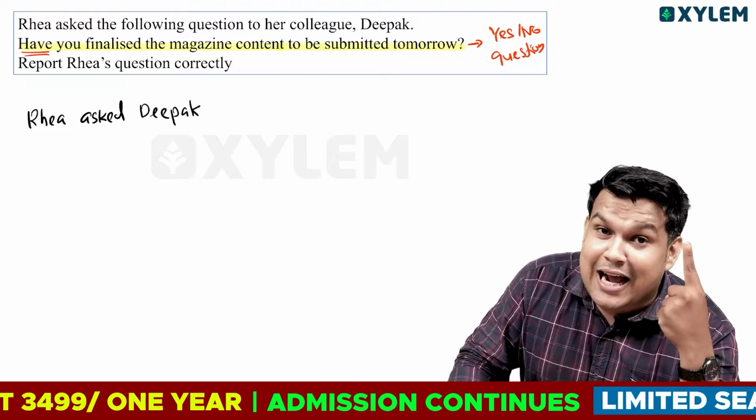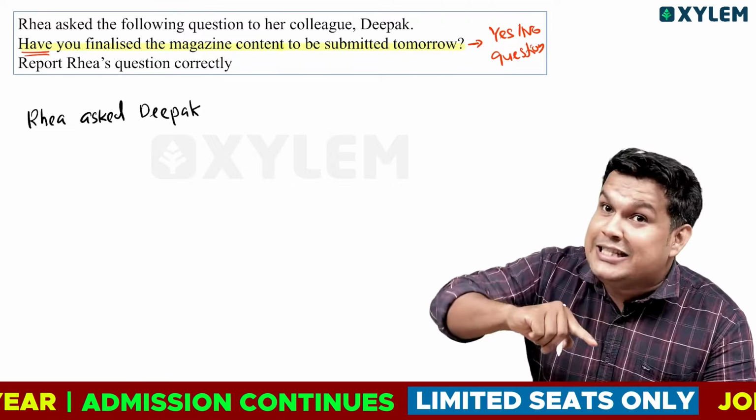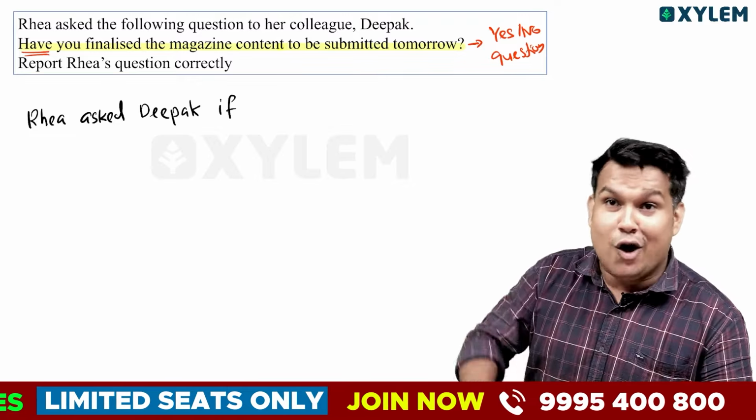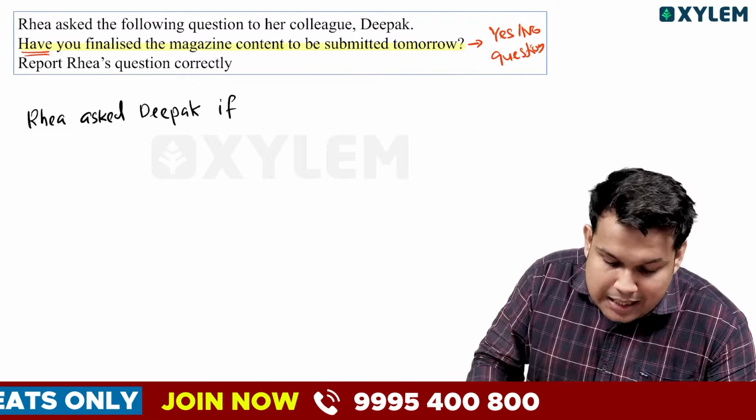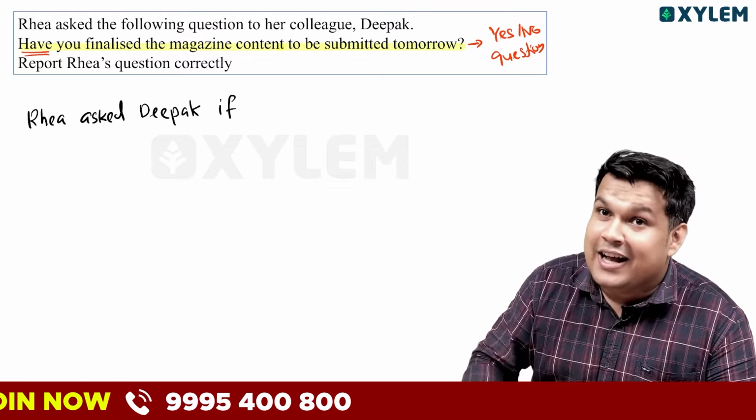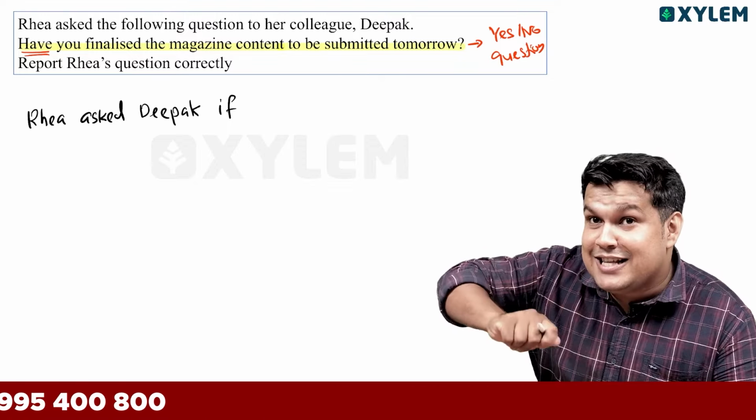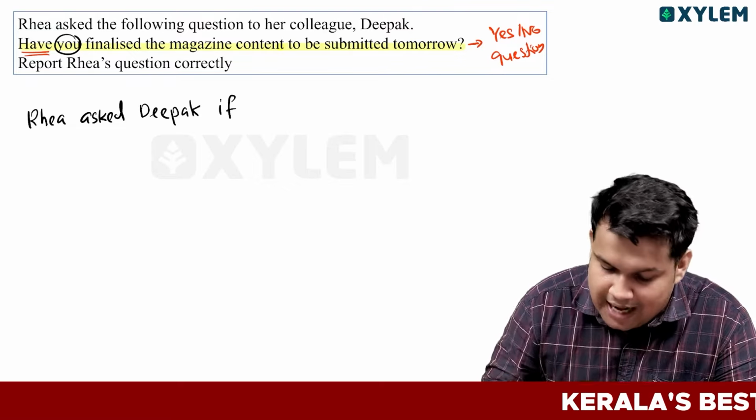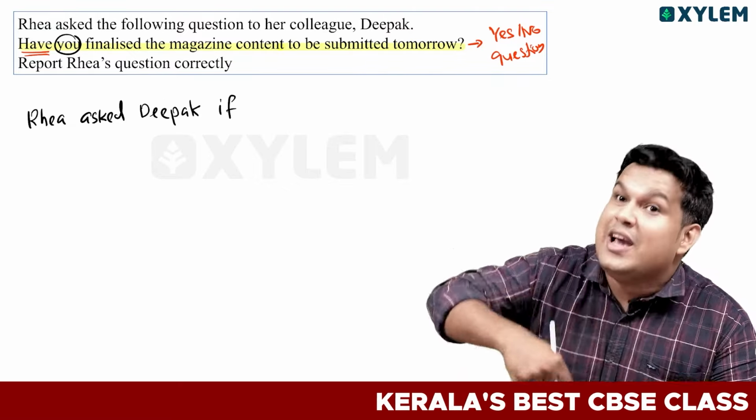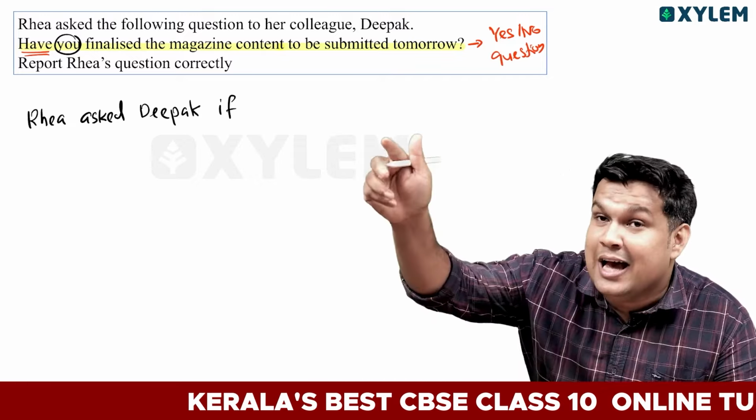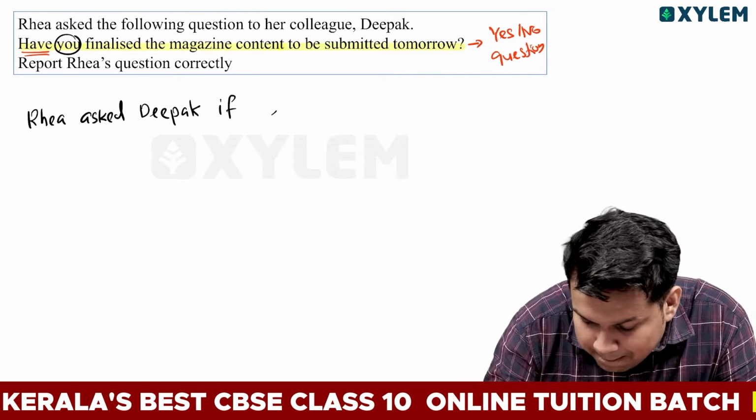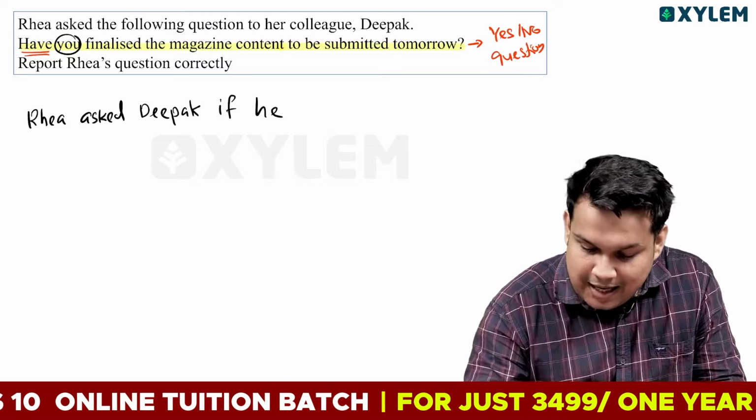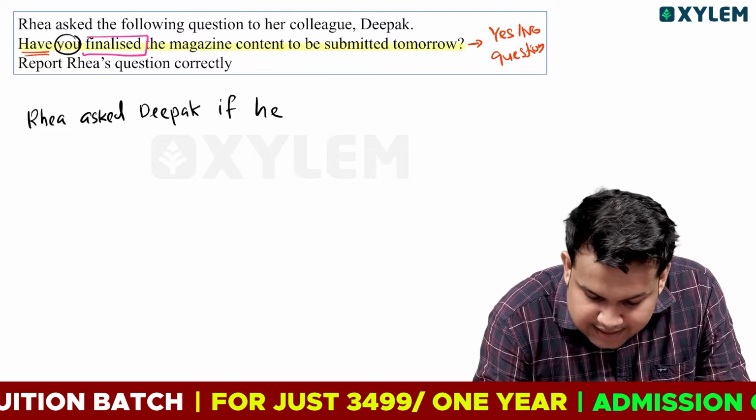Step number 2. Write an appropriate linking word. Since it is a yes or no question, an appropriate linking word will be if or whether. So Ria asked Deepak if. Next, write the subject immediately after the linking word. Have you finalized it? So the subject is you, and since it is addressed to Deepak, it will become he. Ria asked Deepak if he, and comes the verb finalize it.